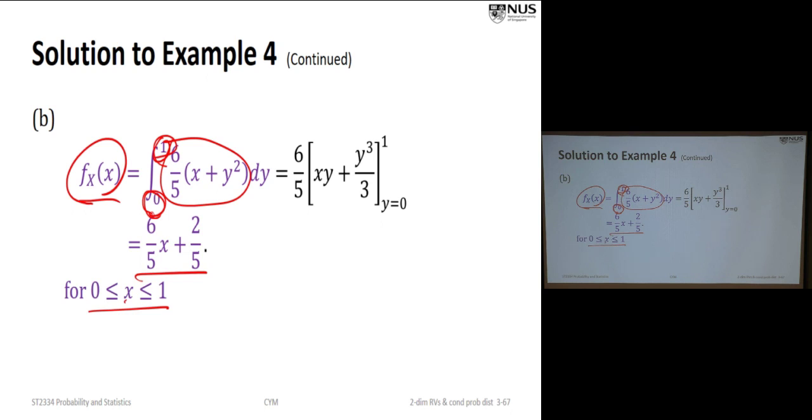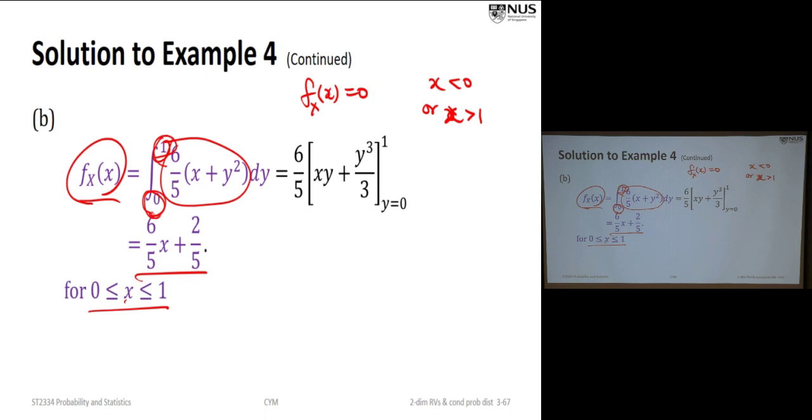0, right? But why is it 0? Because what you're given is the joint PDF. What does the joint PDF tell us? The joint PDF tells us that it will be 0 if it's outside the unit square, x between 0, 1 and y between 0, 1. So you are told that the joint PDF will be 0.